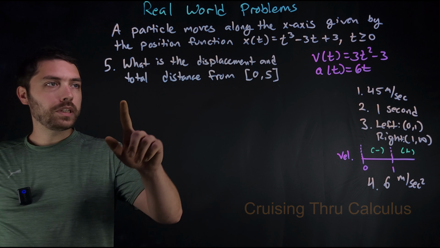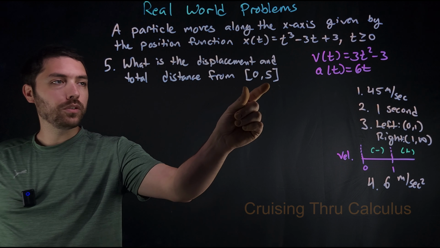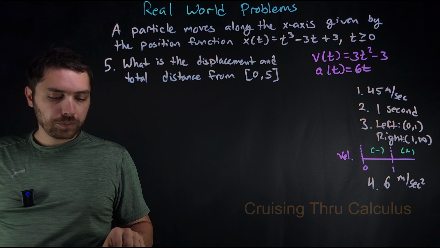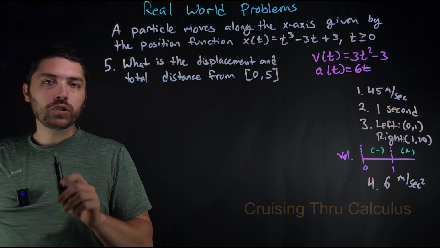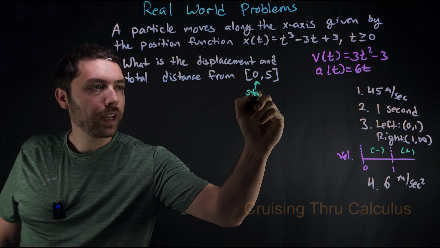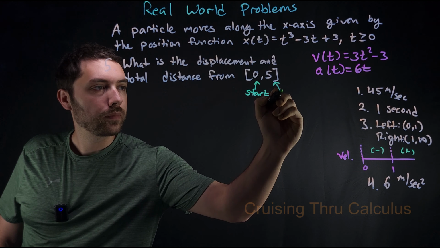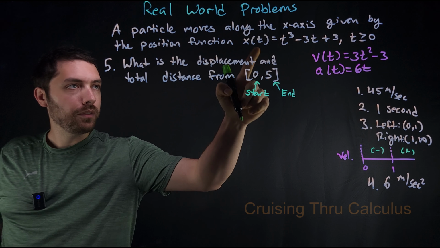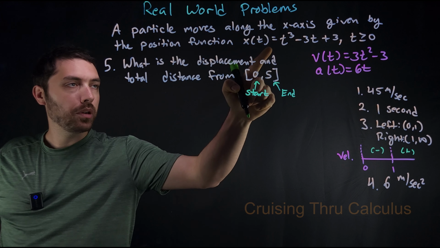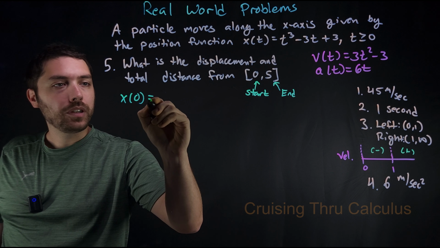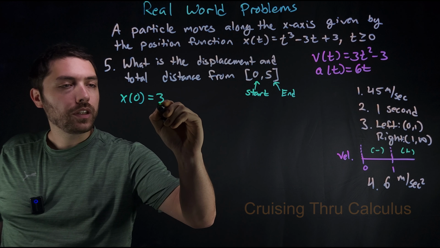The next part says, what is the displacement and total distance from the interval 0 to 5? Well, all right, let's start with displacement because that's usually easier. Displacement just means comparing where you start to where you end up. So here we're going to start at 0 and we're going to end at 5. So let's figure out what happens when we plug 5 into our position equation and 0 into our position equation. Let's start with 0 just because that'll be easier. If I plug 0 in for t, I'm just going to get 3.